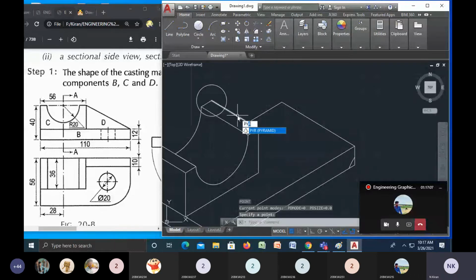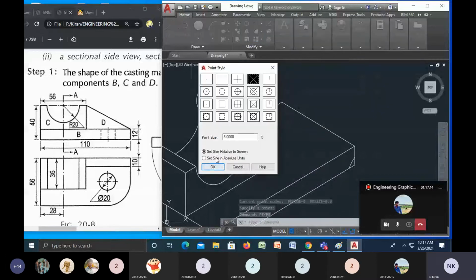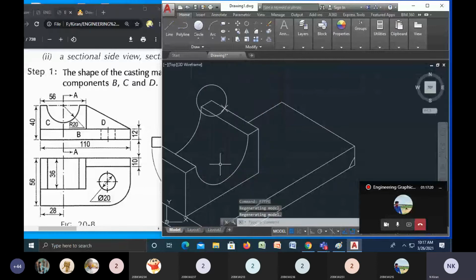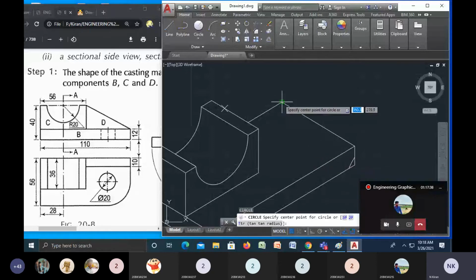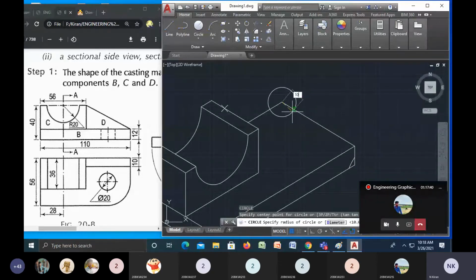P type. Okay. I will get a circle. Now from this point I will join this. This is your inclined curve. Okay. L enter. And from this point I will join up to here. So that I want to know this is also 10 mm. Okay. C enter. From this point also I will take a 10 mm circle so that it will be easy for me for placing a point.